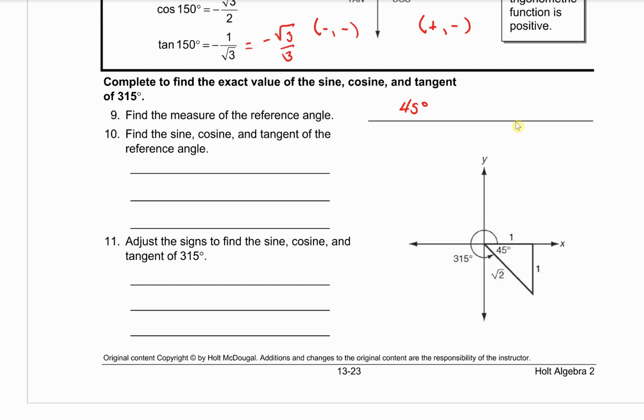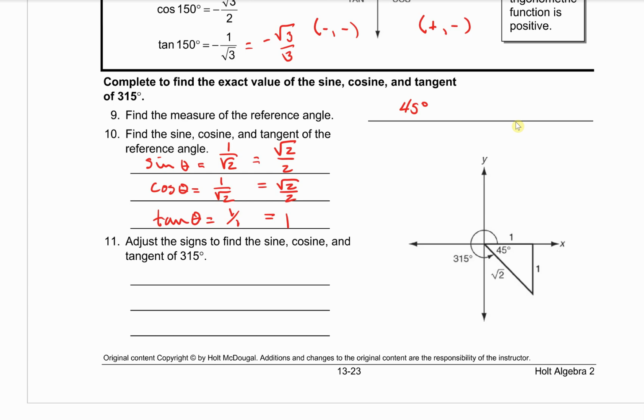So the sine, cosine, and tangent of those, well, sine of theta is 1 over the square root of 2. Cosine of theta is the same, 1 over the square root of 2. And then tangent is 1 over 1. Now these are going to become the square root of 2 over 2. And of course tangent's just 1.